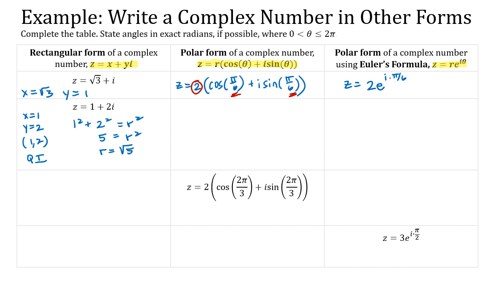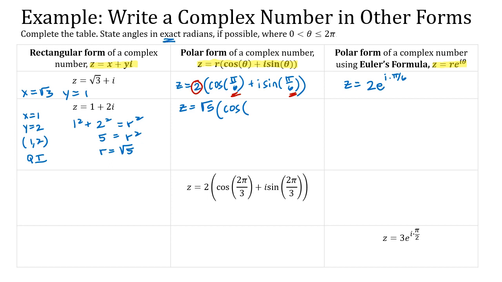Okay, so let's see here. I'm going to have z equals the square root of 5 times the cosine of something. What is the angle that goes with this point? Well, this is not an angle measure that I think we have memorized. So in this case, it won't be possible to give exact radians.